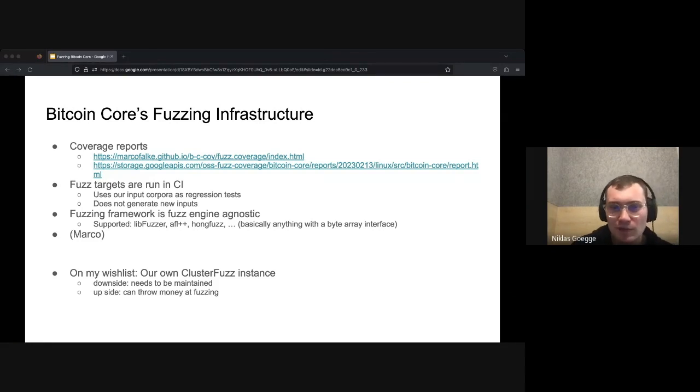And something that's on my wish list, which we currently aren't doing, is that we could have our own ClusterFuzz instance. The downside would obviously be that it has to be maintained. The upside would be that we can basically throw money at fuzzing and increase the number of CPUs that are fuzzing our code at not that much effort.